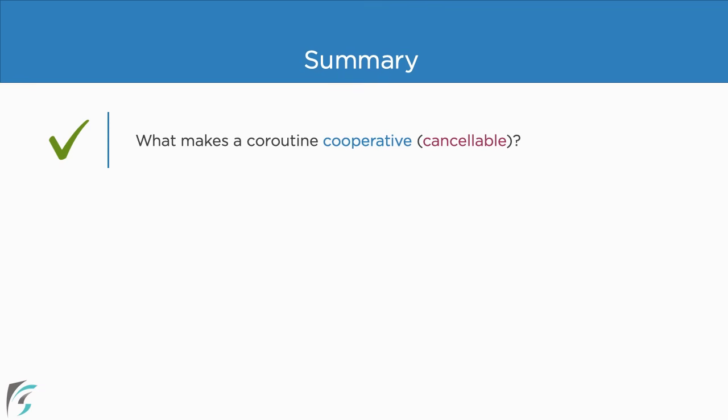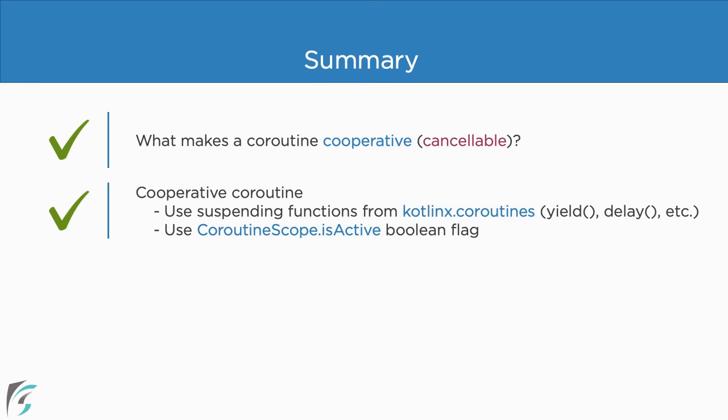So yes, finally we have reached the end of this video. This was a pretty long video, so let us get a big picture of what we learned so far in this video. Initially we learned what makes a coroutine cooperative, that is, cancelable. Then we explored two ways to make a coroutine cancelable. First, by using a suspending function within the coroutine, such as delay or yield functions. Then second, by using the isActive boolean flag.